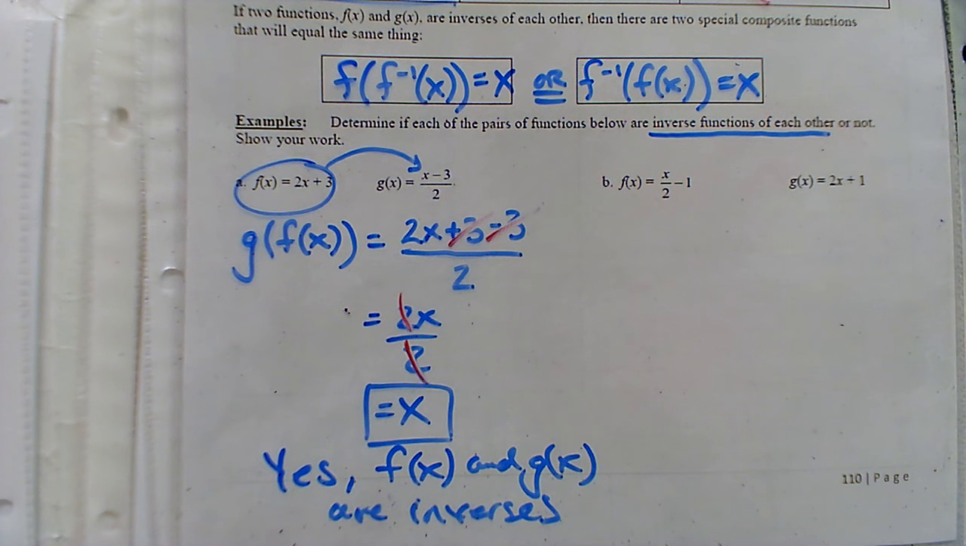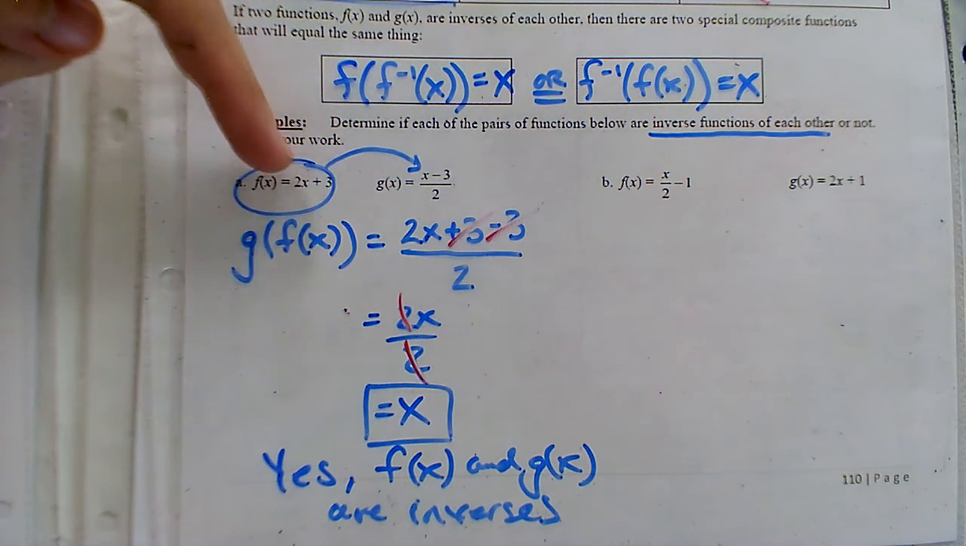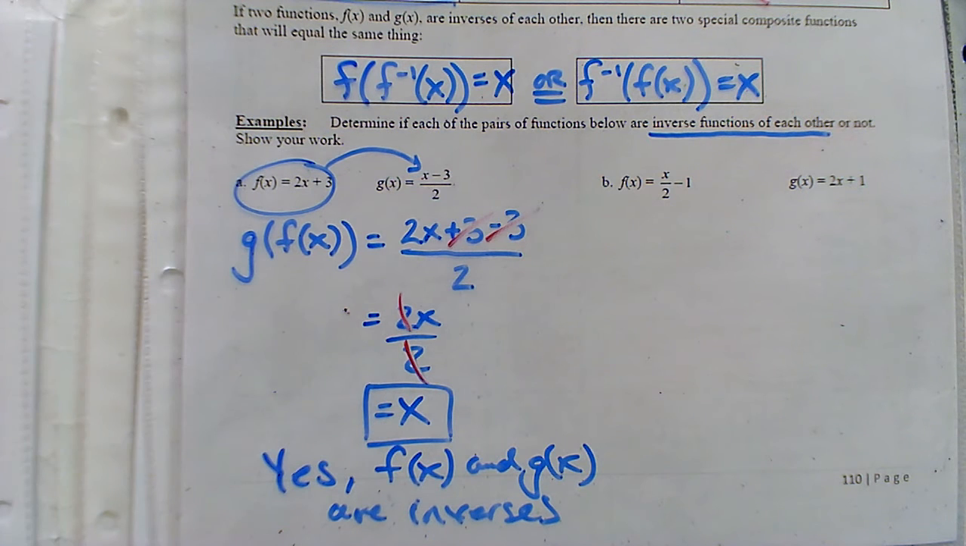So what this is signifying, what this is telling you, is that if you were to switch the variables in one of the equations and solve for y, you would end up with the other equation. Okay, so you don't have to write this down, but I'm going to show you exactly what that means. Which equation do you want me to use? Do you want me to switch the variables in the f equation, or do you want me to switch the variables in the g equation? You want to pick one for me? You want to do f?